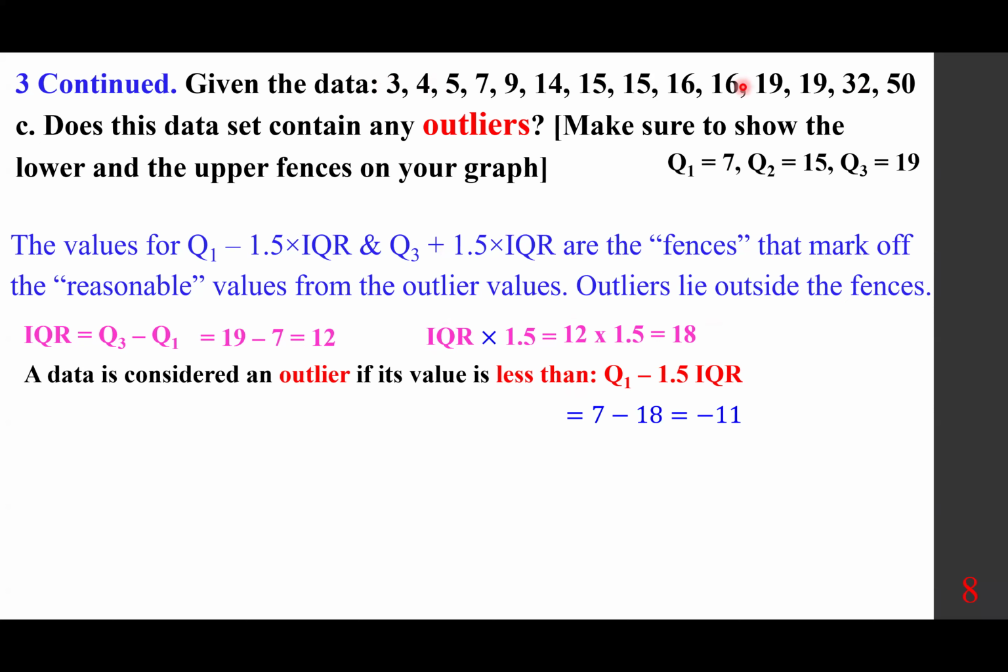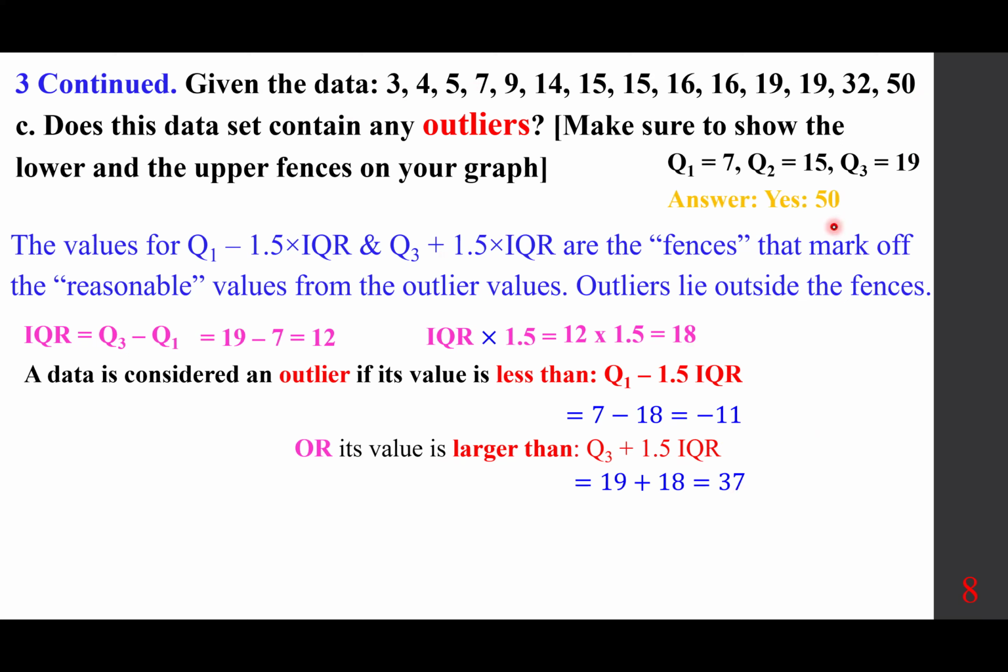So when you look at the ranked data, you don't see that. So you don't have an outlier on the left side. And now let's look at the right side. Or its value is larger than Q sub 3 plus 1.5 IQR. Q sub 3 is 19 plus 1.5 IQR, that means 18, that gives us 37. Now, do we have any number larger than 37? The answer is yes, and that is the number 50. So do we have an outlier? Yes. What is that? 50.